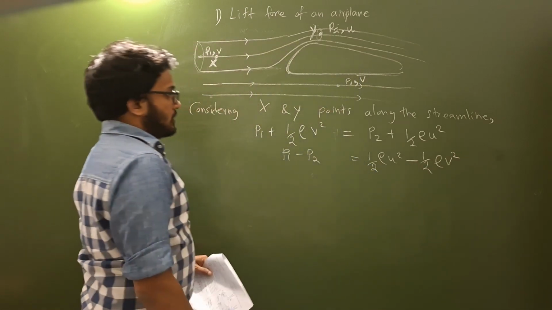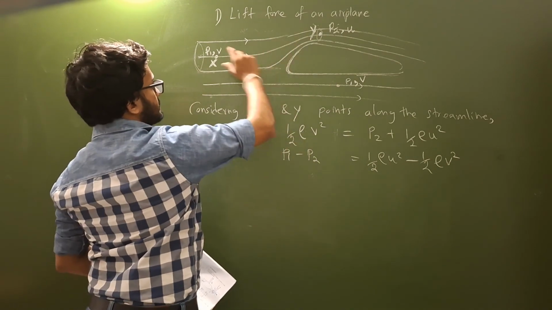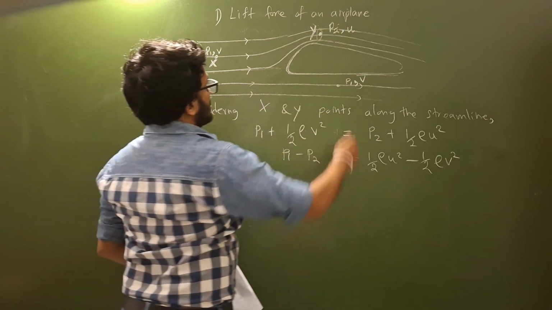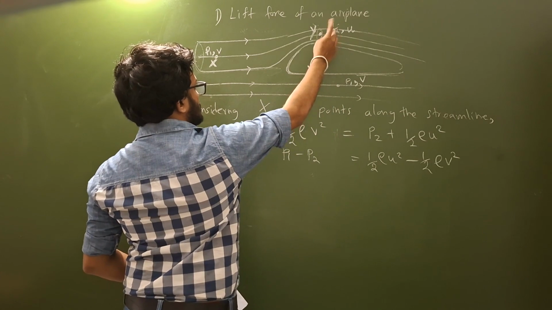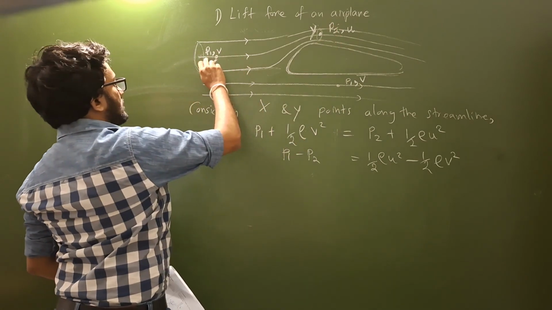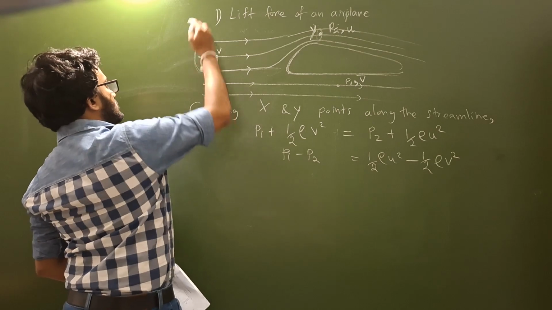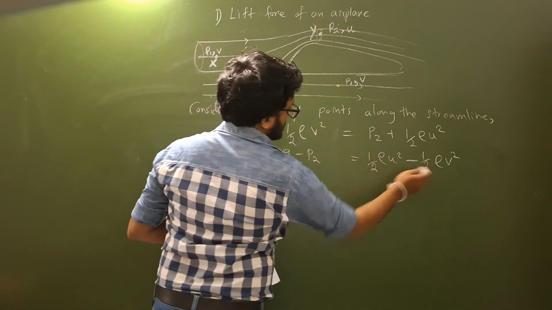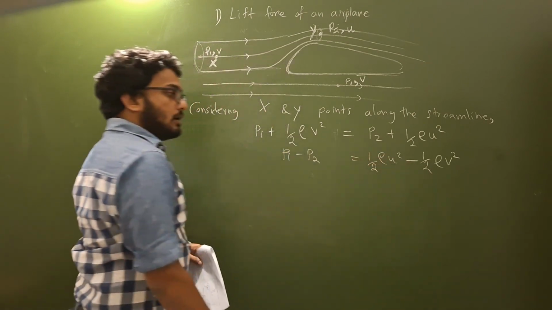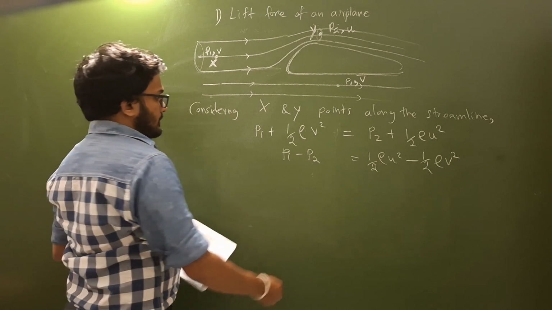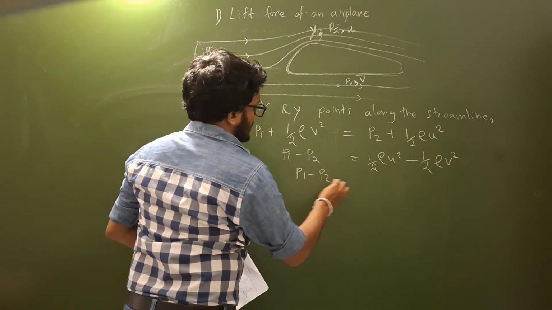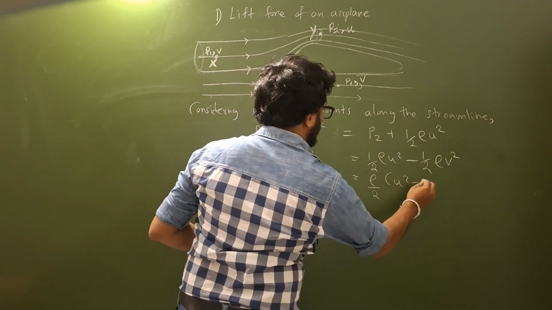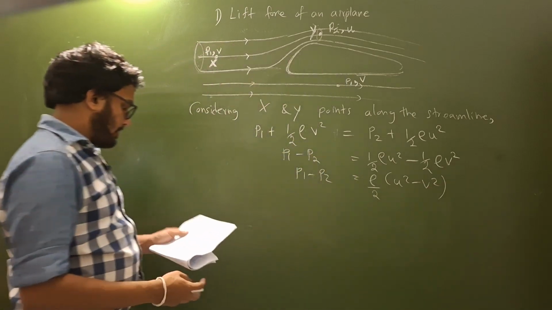This difference is a positive value. Why? Because that velocity is high. Area has become smaller, so therefore velocity should be high. Therefore pressure at this, P2, should be small. Pressure at this, P1, should be high. So P1 minus P2 is a positive value. The subtraction of these two terms gives a positive answer. Here I can write P1 minus P2 equals, I can take rho over 2 out and write U squared minus V squared like this. Okay.